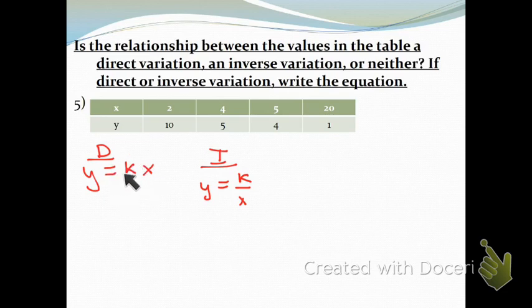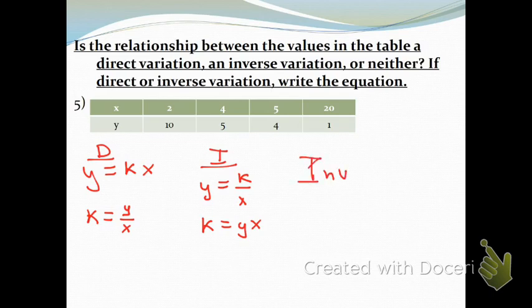So take this direct and solve for k. So the k for direct would be y divided by x. Agree? And over here for inverse, it would be k equals y times x. Everybody agree? Well, let's start off with this. If I take y divided by x, 10 divided by 2, 5 divided by 4, okay, definitely not direct. Agree? But what if I multiply them together? Do I always get the same value? Yeah, I always get what? 20. So what is it then? It's inverse. Okay, so number 5 is inverse.